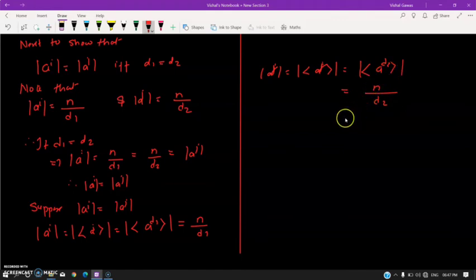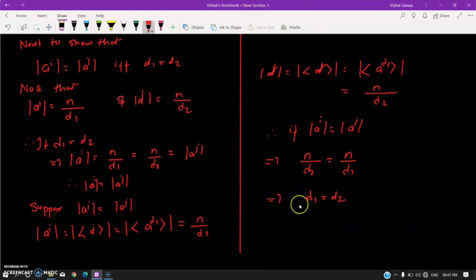Well, therefore, if the order of a raised to i is equal to the order of a raised to j, then these two must be equal. Therefore, n by d2 must be equal to n by d1, and in this case d1 must be equal to d2. That's what we have to prove.